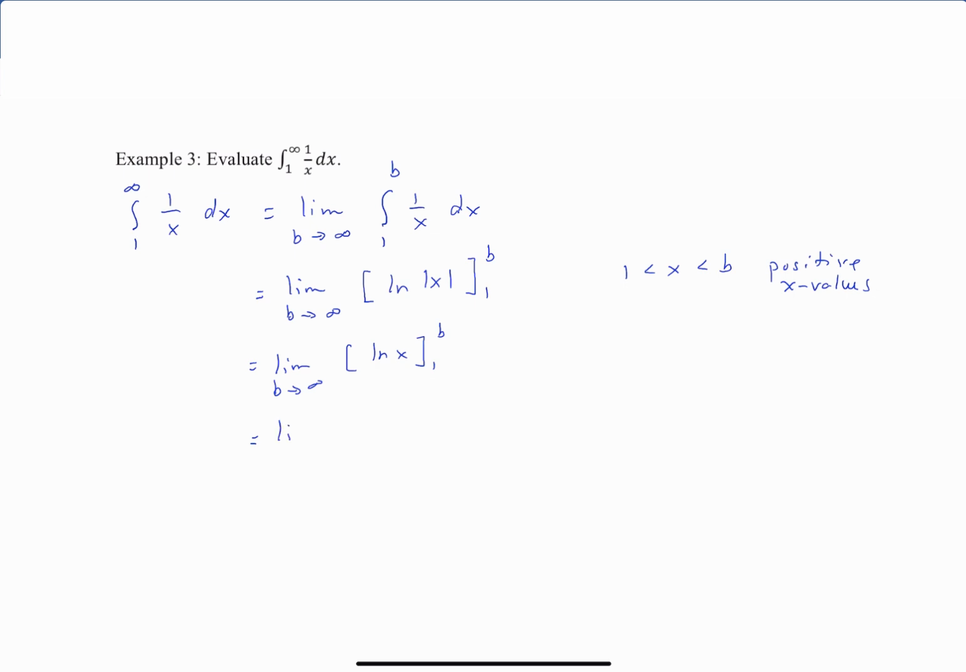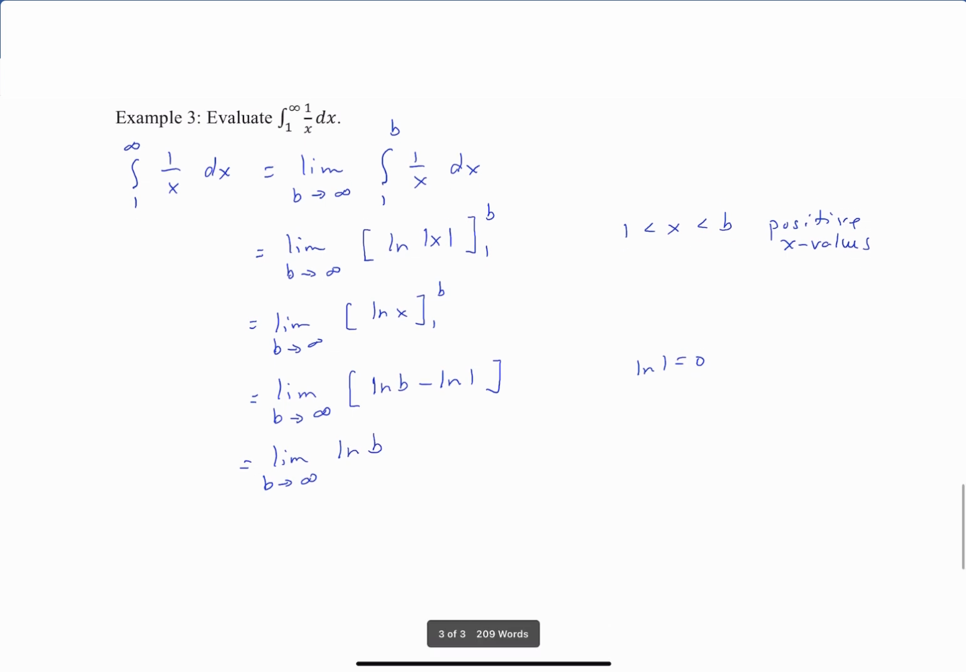Plugging in our limits of integration, I'm taking the limit as b goes to infinity of ln of b minus ln of 1. Now, the natural log of 1, remember, is 0, so that can just go away. And I'm taking the limit as b goes to infinity of the natural log of b. What would that be?